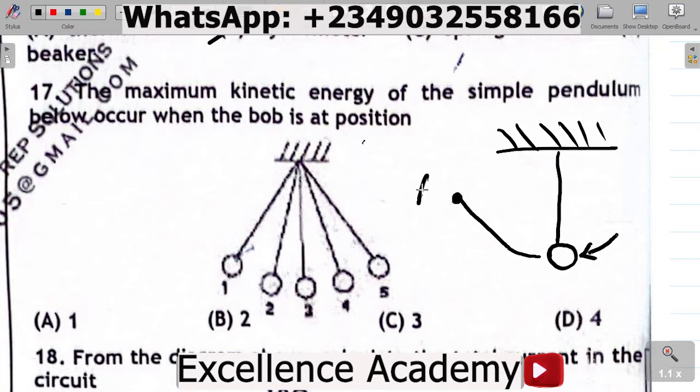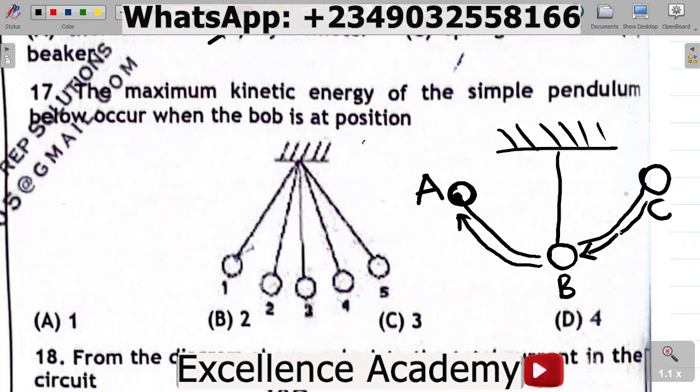Let's call it point A. It goes up to point A. It stops at A. It comes back to this. Let's call this B. And from B, it swings to C. Let's call this C. Stops at C, swings back to B. Then from B, it goes to A. You want to note something. At point A, the ball stops moving.